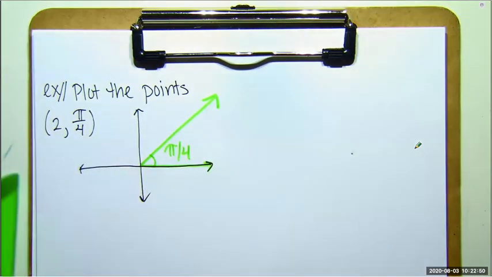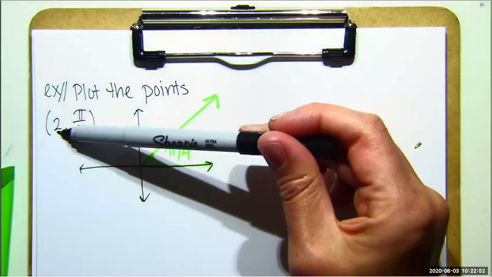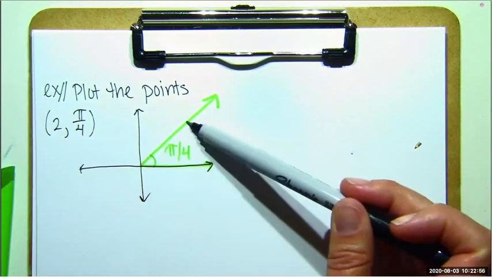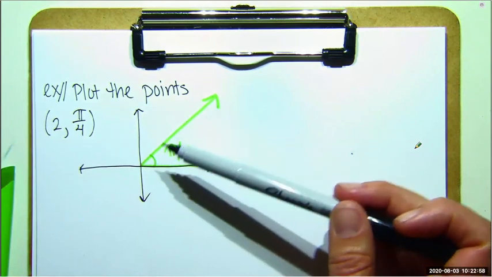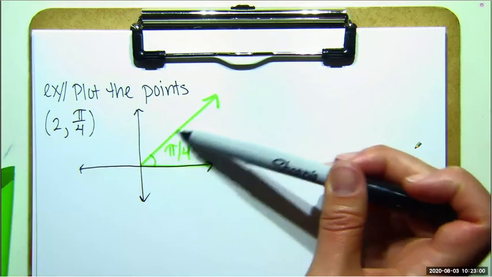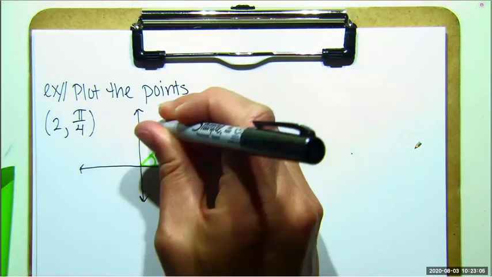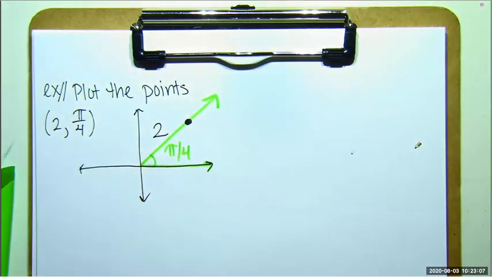Now to get to that point, r is our distance from the pole out on this ray to the point. For our class, we're just going to draw some approximate pictures here. So I'm going to put my point and then draw a 2 in here to indicate that it's a distance of 2 away from the pole, which is the origin.